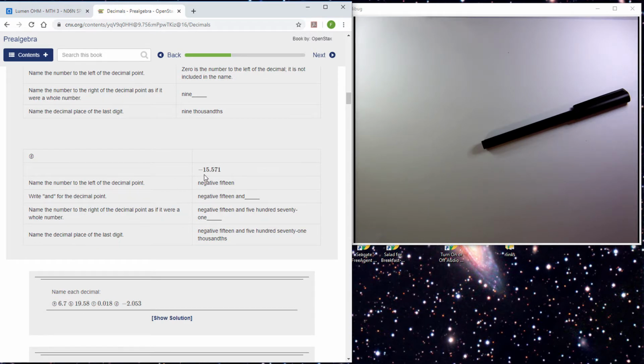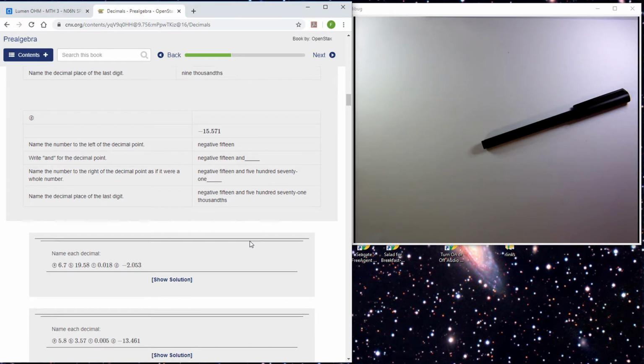Now reading this negative one here. The negative is in front, so the whole part of it is negative 15. The decimal part is read from the furthest place out, which is in the thousandths place. So we read that as 571 thousandths. Together we have negative 15 and 571 thousandths.